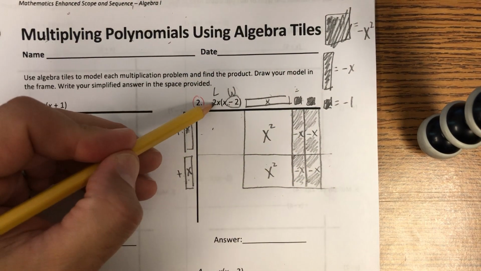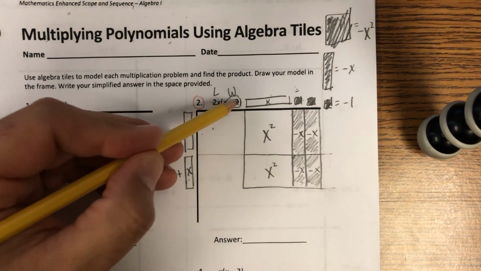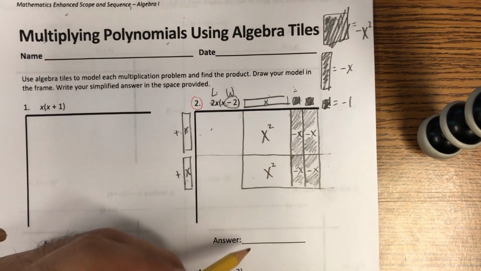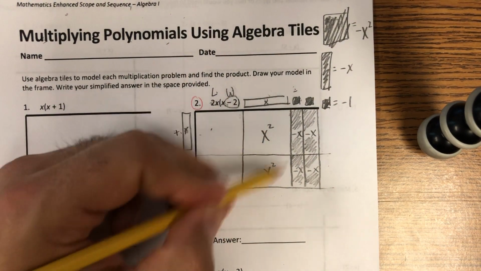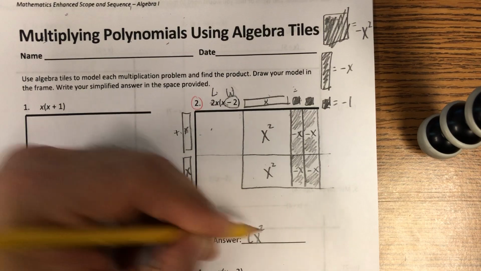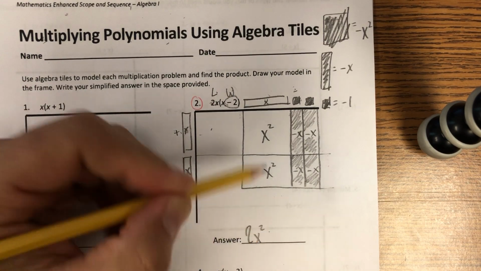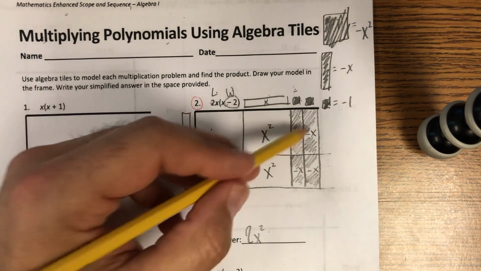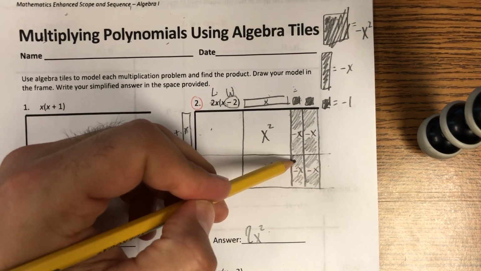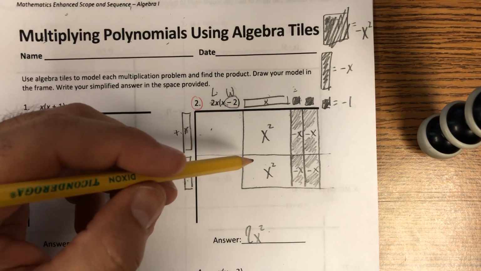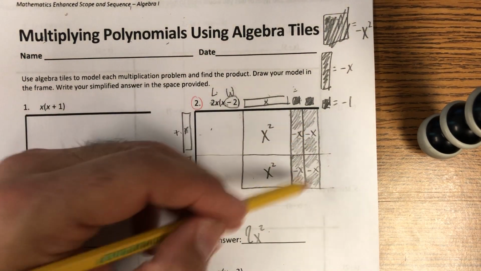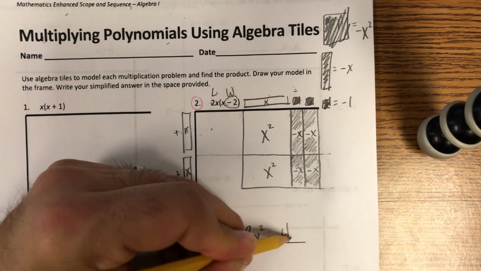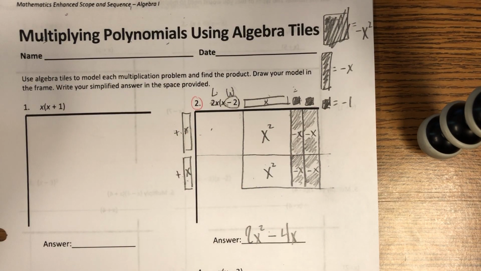So what's our answer? 2x times x minus 2, length times width, equals, let's count everything out, 2x squared, but what do we have here? What is this? 1, 2, 3, 4. That's 4 x's, but they're all negative, minus 4 x's.